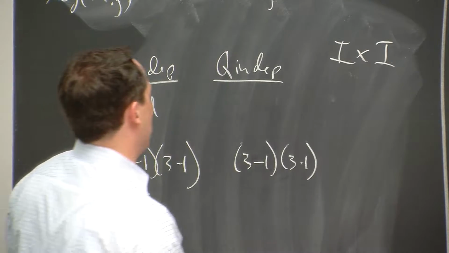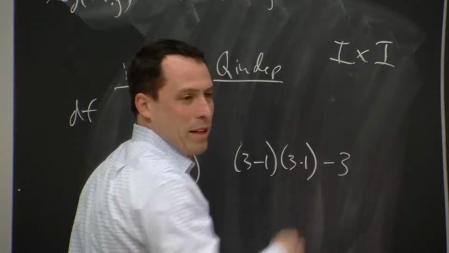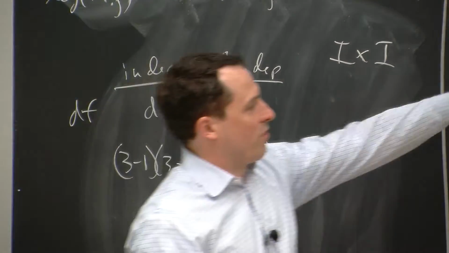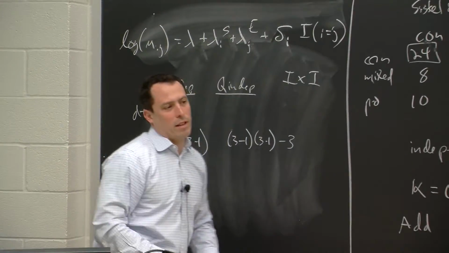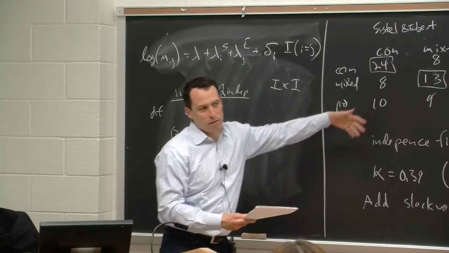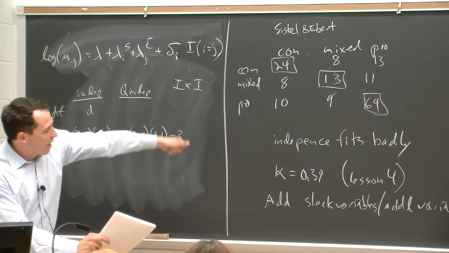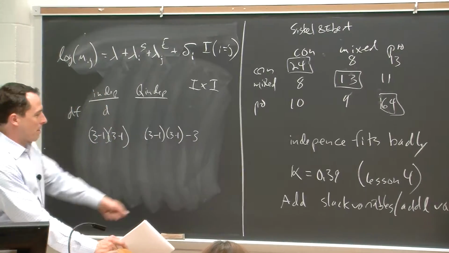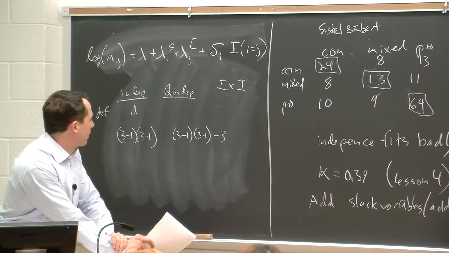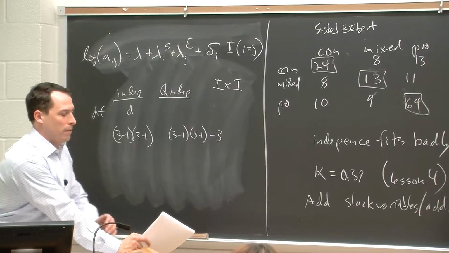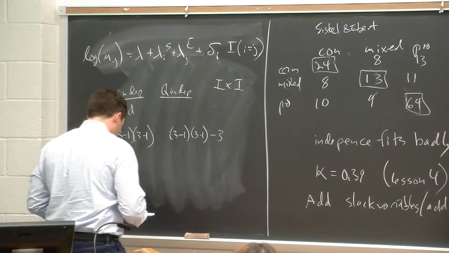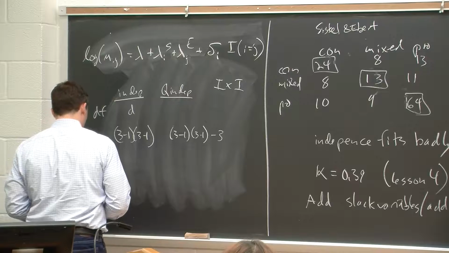Yeah, so I'm going to subtract 3 for the test. Or I add 3 for the model, right? So I've just changed by 3. Just looking, every time I add one of these slack variables, I've increased the model degrees of freedom and decreased the test degrees of freedom by 1. Right? Okay.